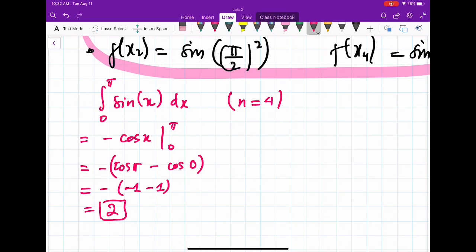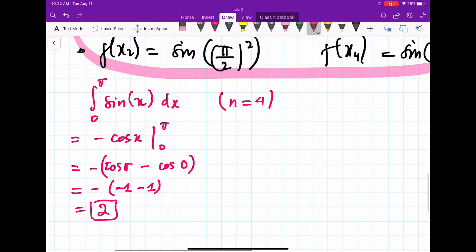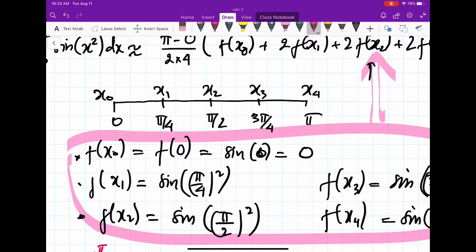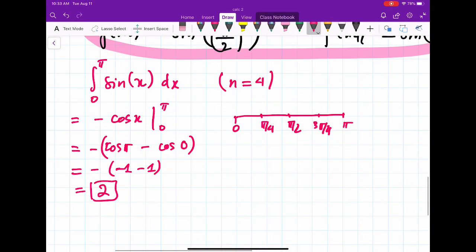And of course, in this situation, everything is good. If you want to use n equal to 4, again, you have 0, pi over 4, pi over 2, 3 pi over 4, and pi. We use almost the same thing, but instead of x squared, we have just sine x. Is that correct? So I need to find f of 0, which is 0.